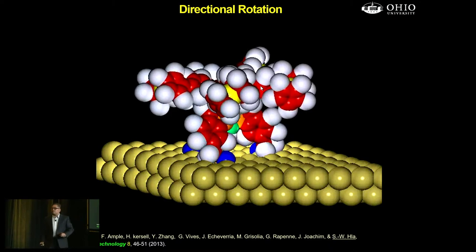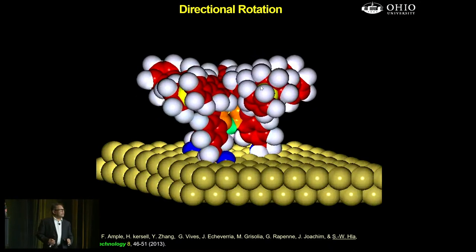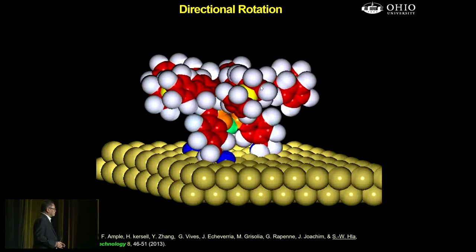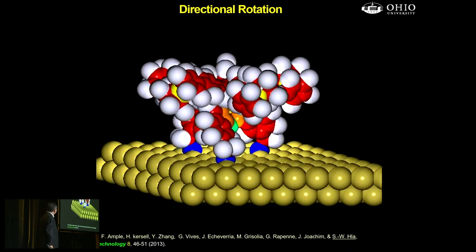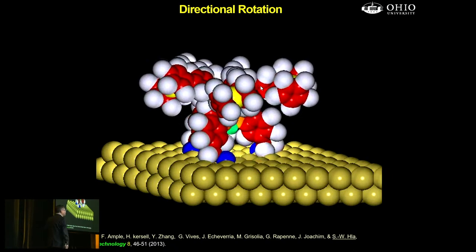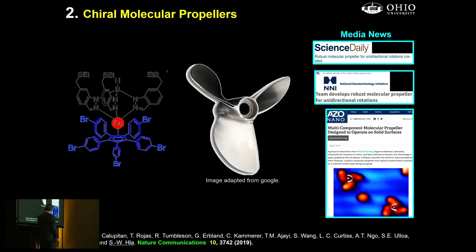Okay, so now this is nice. We can explain what's happening, but we were not satisfied. As I told you before, we want to directly detect this flexibility. We want to know a little more. So can we detect this movement of these legs directly? Yes, we can do that, and I'm going to show it in the next part of the talk. This was published in 2019 in Nature Communications.